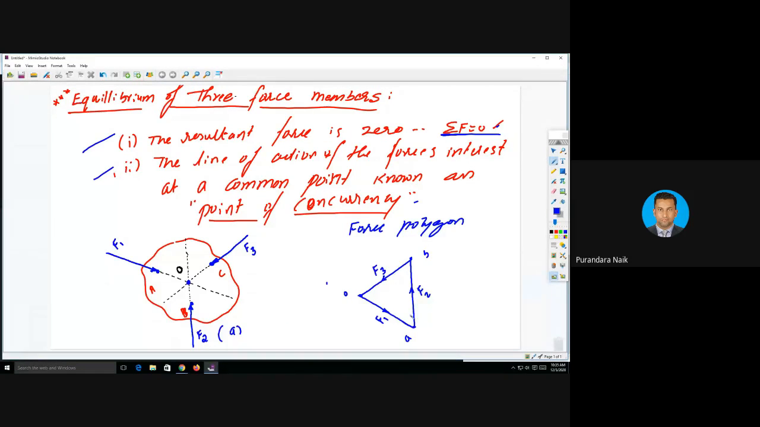Can anyone speak, please? Figure A, figure B. So write down, this is the point of concurrency.